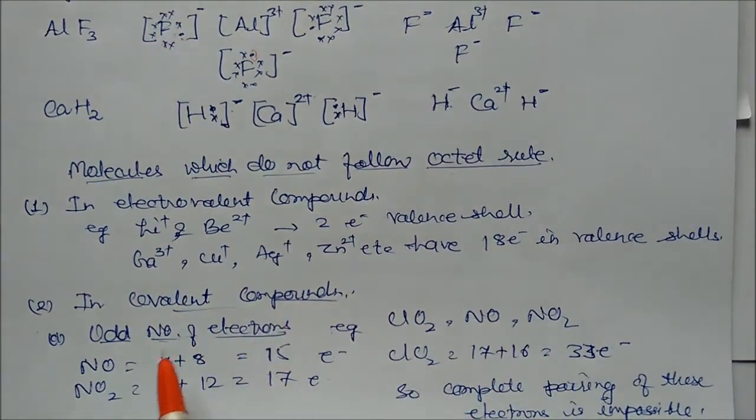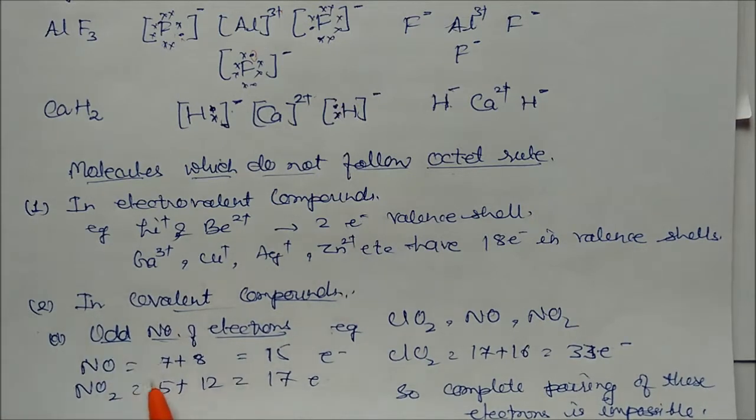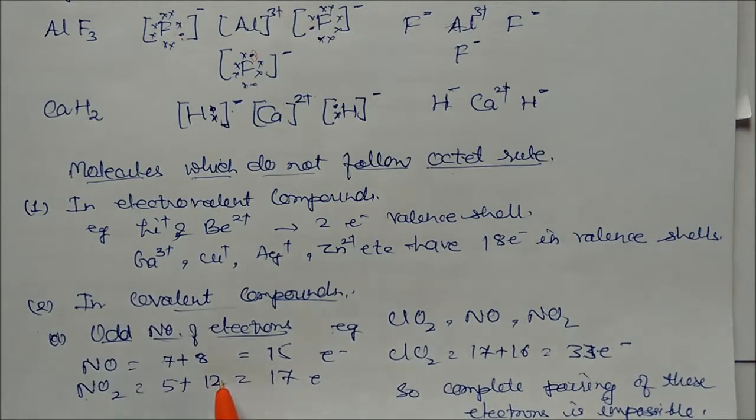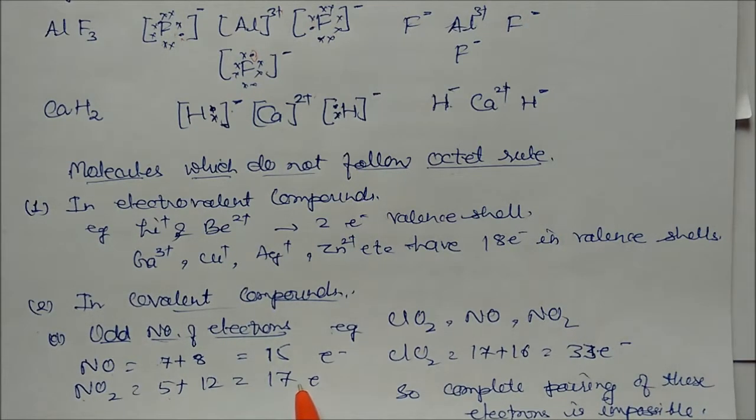In covalent compounds again there is a problem: some molecules have an odd number of electrons, like ClO2, NO, NO2. Let us take the example of nitric oxide. Nitrogen has 7 electrons and oxygen has 8 electrons, 8 plus 7, 15. So here again a problem occurs, bonding will not be formed. Total electrons will be 15. For NO2, nitrogen has 5 electrons, plus 2 oxygens, so there are 17 electrons.